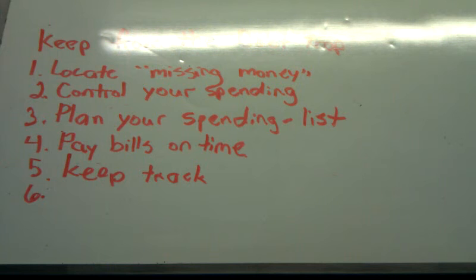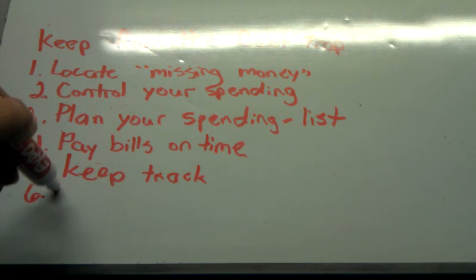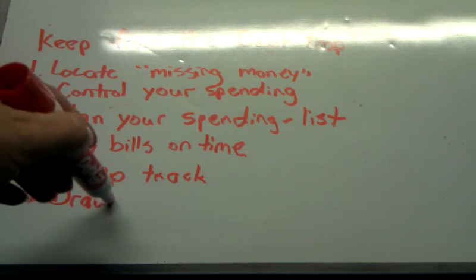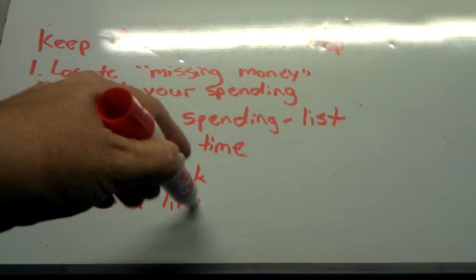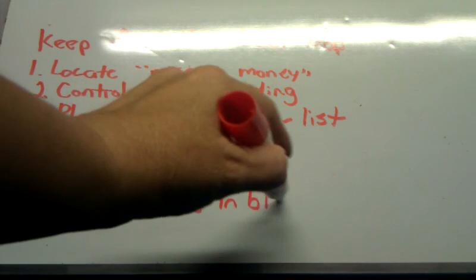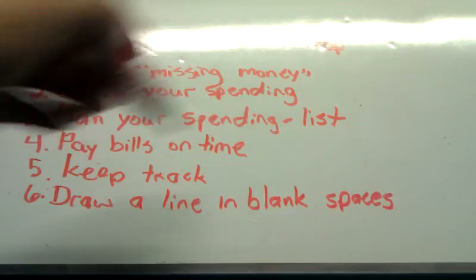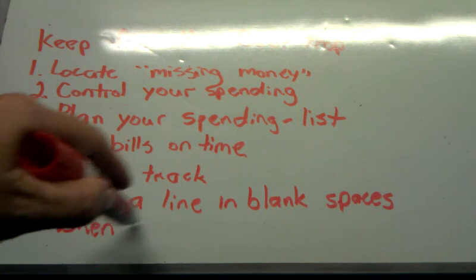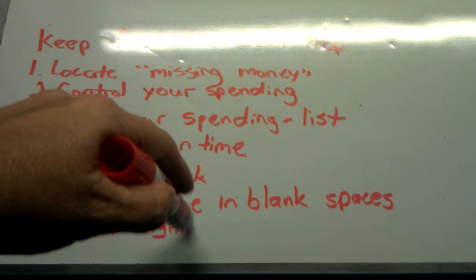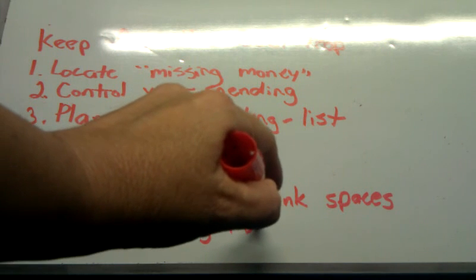Number 6, do not allow room for anyone to abuse your purchase. Sometimes a dishonest employee may try to add a charge or tip onto your receipt. Prevent this by drawing a line through blank spaces above the total when you sign receipts. Okay, so draw a line in blank spaces when signing your receipts.